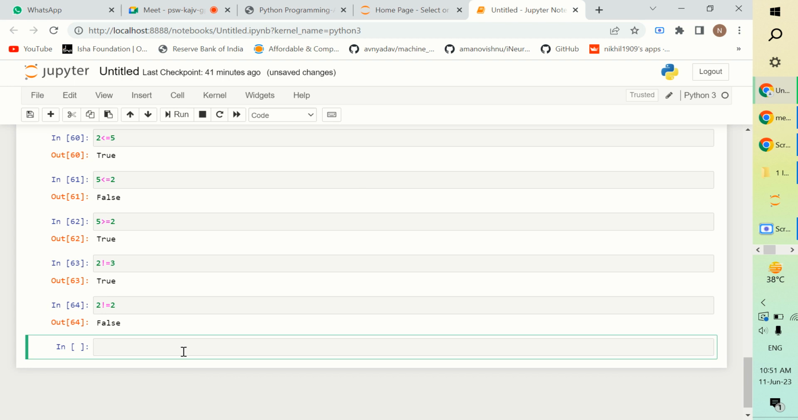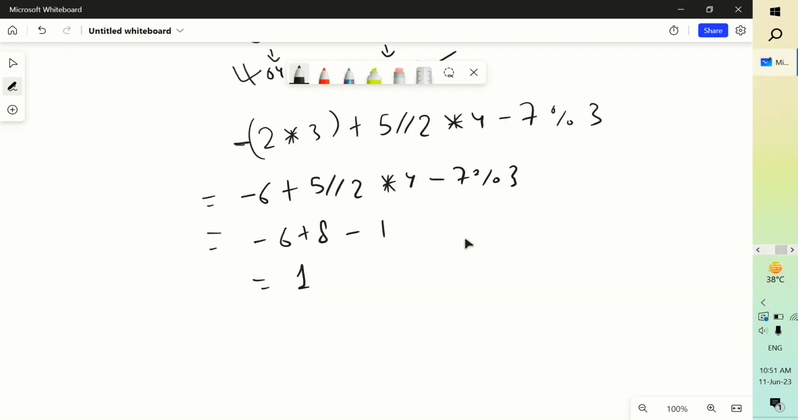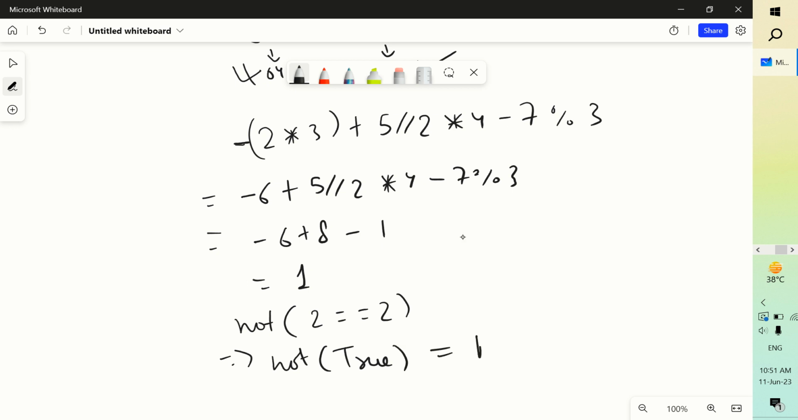So let's say I am using the not operator, after that I'll use the parenthesis, and I will write 2 is equals to 2. Okay, so 2 is equals to 2 is what? It is true, and not true will give you false. So I had written not 2 is equals to 2. Since 2 is equals to 2 is true, and not true will give false.